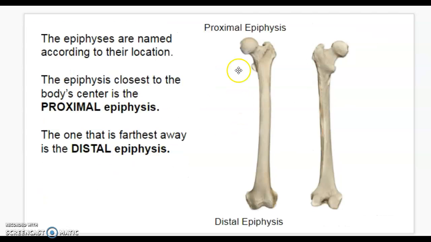Here I was talking about the proximal and distal epiphysis. The epiphysis that is closest to the body is going to be your proximal, and the one that's furthest away would be your distal. So in this case, you can tell this is the femur because you can see the ball and socket joint to the hip. So this would be the proximal, and this one would be the knee joint. That would be your distal.